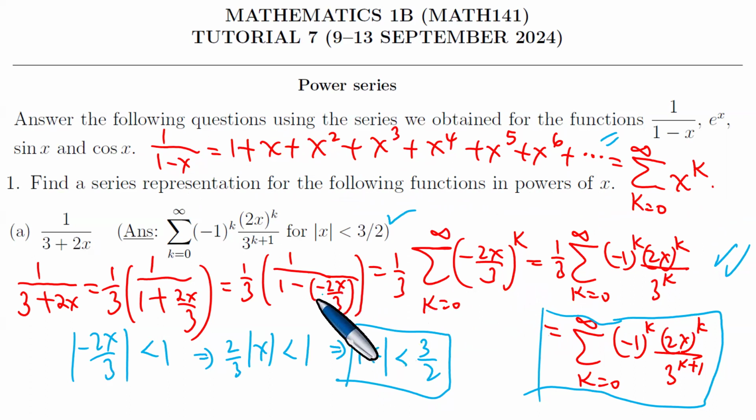Now the question is, how do you know that this is this? It is this summation formula, because it is 1 over 1 minus x, then it becomes a sigma of x to the power k. So this thing is our x here. Just put it in the place of the x, which is minus 2x over 3 to the power k. Then we write this. But this is true for modulus of x less than 3 over 2. So that's the answer.